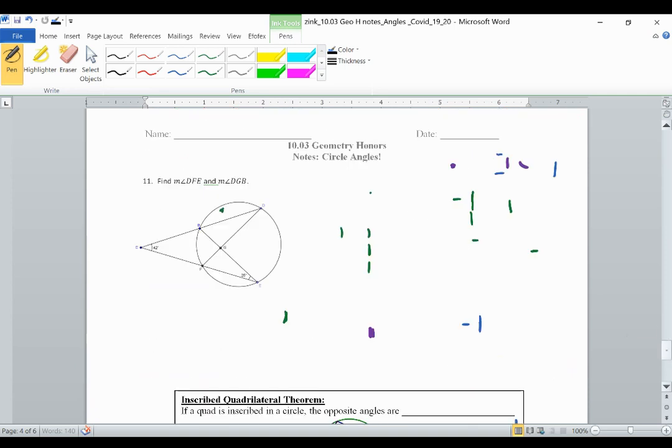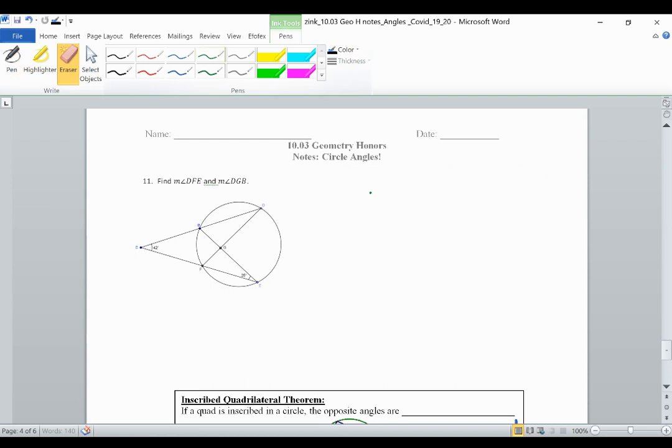All right, number 11. Here I gave you one of what we call the big circle problems, because there's a bunch of things you want to be solving for. I've only given you two, the measure of DFE and the measure of DGB. But honestly, I'm not going to worry about what I'm looking for right now. I'm just going to find whatever I possibly can first and hope that helps me. I'm given that this angle is 25, so I'm going to start with that.